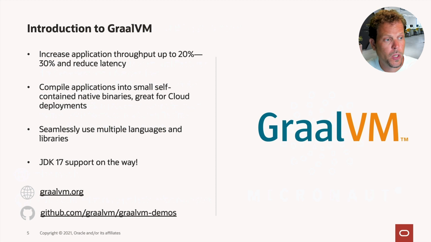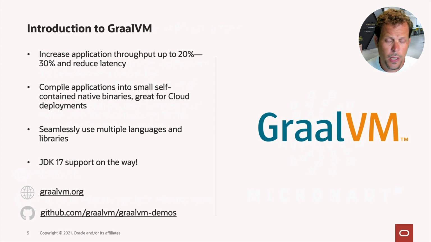GraalVM is a new virtual machine out of Oracle Labs that is able to increase application throughput by 20 to 30% and reduce latency. It's also able to compile applications into self-contained native binaries using the native image tool, which is really awesome for a lot of different use cases, from cloud deployments with serverless and microservices to, for example, command line applications that are run natively on the architecture they were designed for.